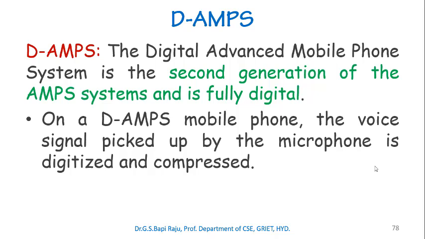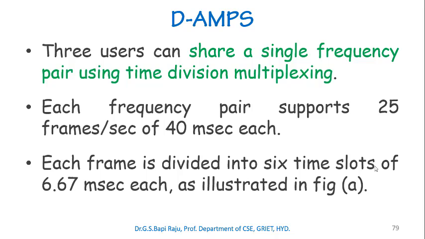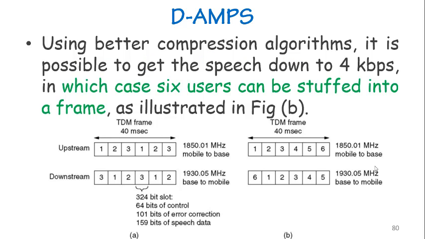Then comes D-AMPS, or Digital Advanced Mobile Phone System. This is the second generation of the AMPS system and is fully digital. On a D-AMPS mobile phone, the voice signal is picked up by the microphone, digitized and compressed. Three users can share a single frequency pair using time division multiplexing. Each frequency pair supports up to 25 frames per second of 40 milliseconds each. And each frame is divided into 6 time slots of 6.67 milliseconds each, as illustrated in this figure.